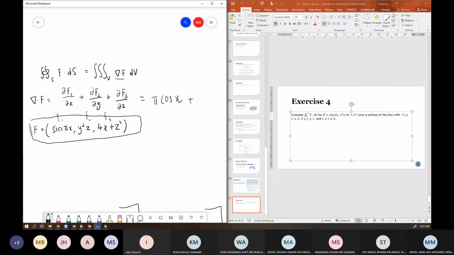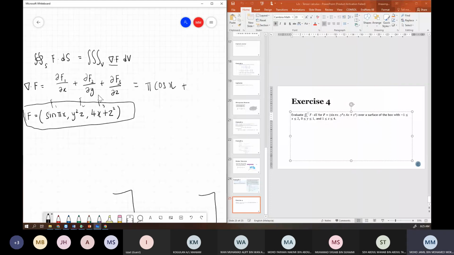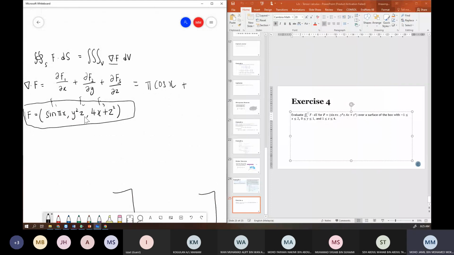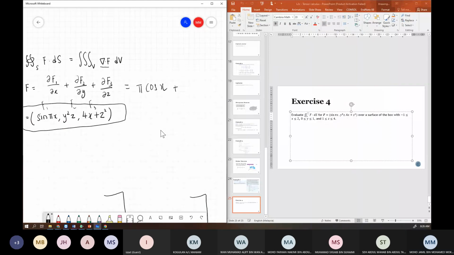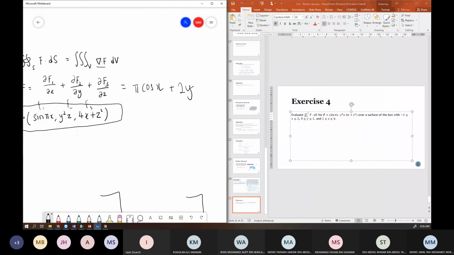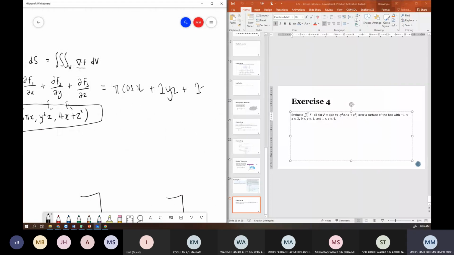And then plus del f2 del y. So f2 is y squared times z, and we differentiate with respect to y. So we get 2y times z, because we assume z is a constant. And lastly, del f3 del z. We differentiate f3 with respect to z, so the other variables become constant. So x becomes constant, and we differentiate z squared only. So we get 2z.